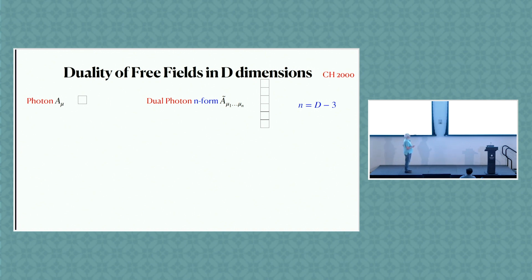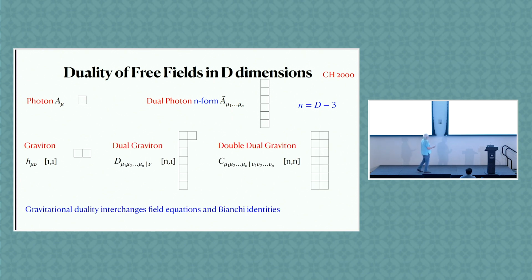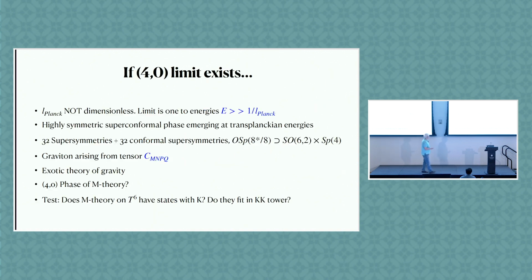So for the photon, the dual of a photon in d dimensions is an n-form, where n is d minus 3. And for a graviton, we get the dual graviton or the double dual graviton, where one or both of these boxes are replaced by a column with n indices. And as I mentioned, the duality interchanges field equations and Bianchi identities. And if the 4,0 limit exists, then there are a number of things one can say.